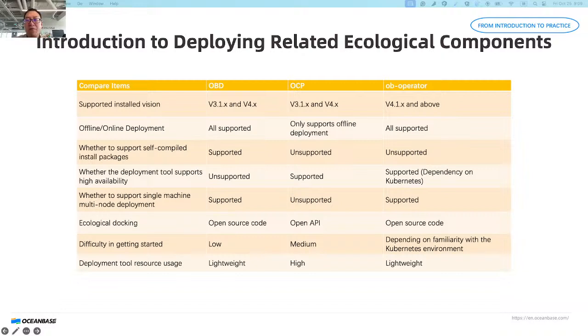There is a problem of resource usage of deployment tools here. OBD and OB operator here have lower resource requirements, about 1 CPU core and 1 G memory size. This resource can be deployed and used. But OCP will occupy more resources because it has a metadatabase named MetaDB. Currently, only OceanBase is supported as MetaDB. Therefore, this OceanBase is deployed according to the production requirements, and its resource usage will be high at this time.